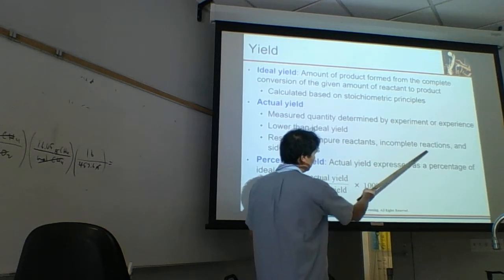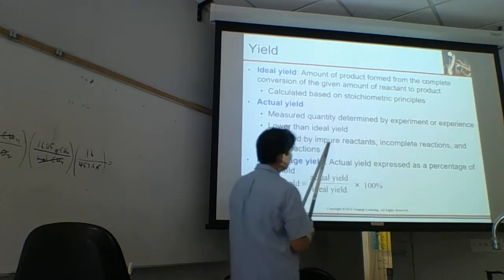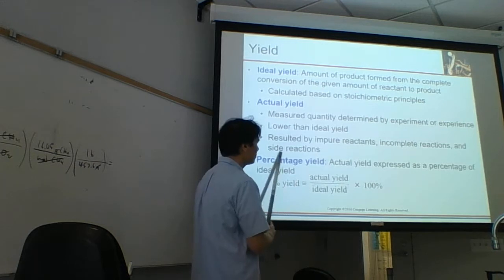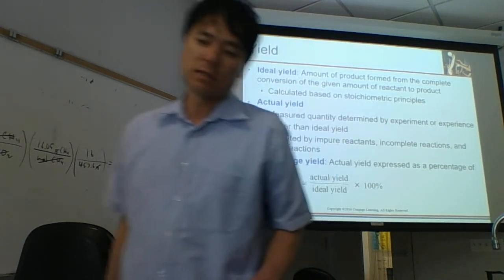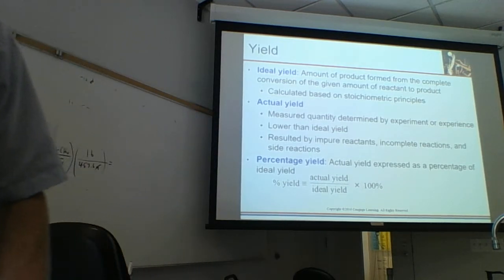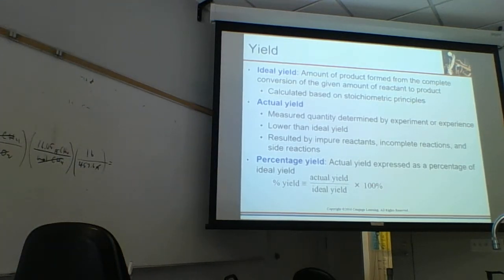Like, for example, incomplete reactions are out of your control, or impure reactants are out of your control, or side reactions are out of your control. Some things are in your control, and it's a compromise. Other things are just by accident. You accidentally lost some. That's it.